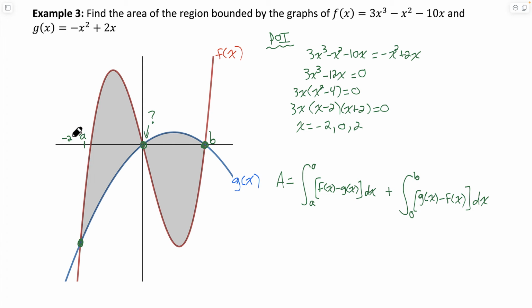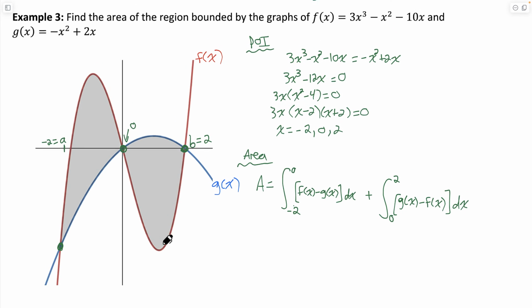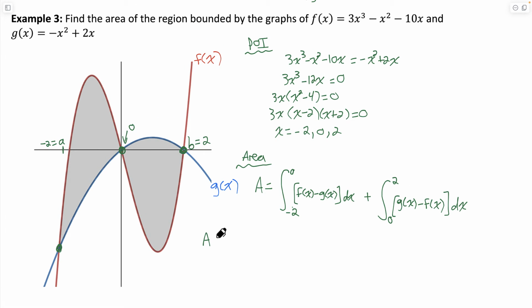So I know the a value is at negative 2. This value right here is at 0, and the b value is at 2. So now in my area calculation, I can replace a and b with what I know they're equal to. My first integral is from negative 2 to 0, and my second integral is from 0 to 2. And now it's just a matter of plugging in our functions, calculating some antiderivatives, and then we'll have our area. So I'll start by subbing in my functions.